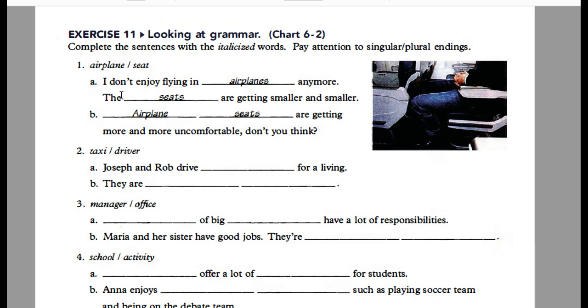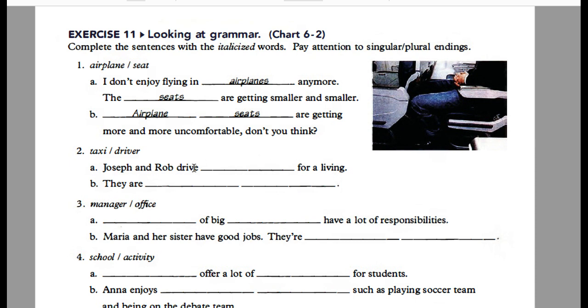So here also is another example. You pay attention to singular and plural endings. We have airplane and seat. I don't enjoy flying in airplanes anymore. The seats are getting smaller. So here the B, airplane seats are getting more and more uncomfortable. Don't you think?